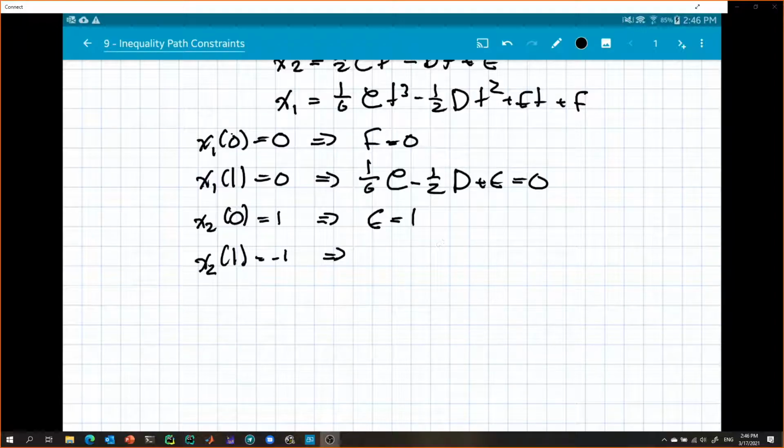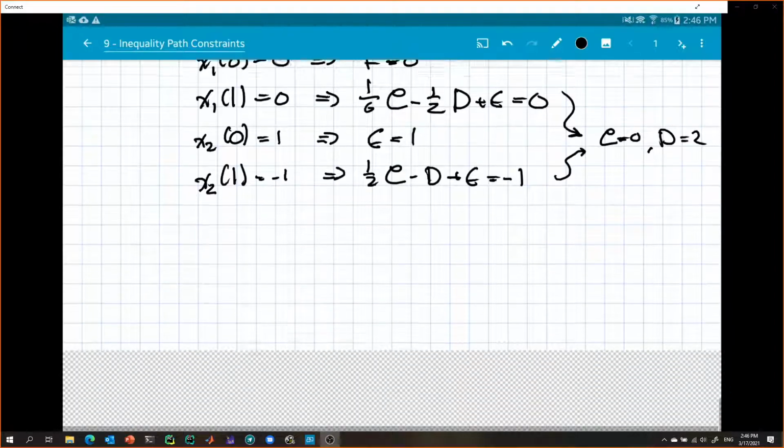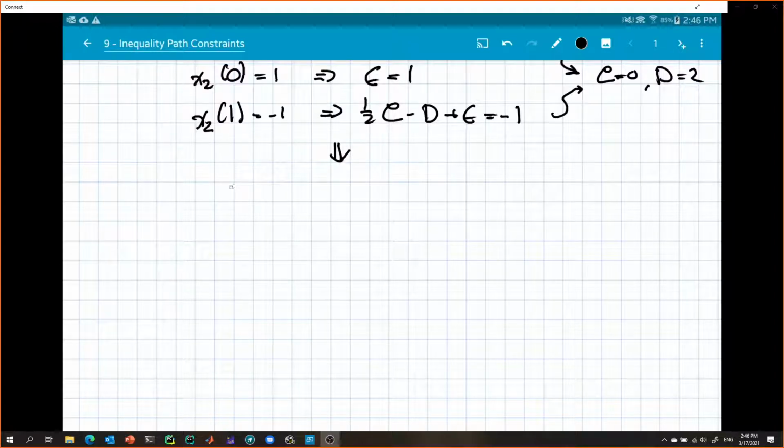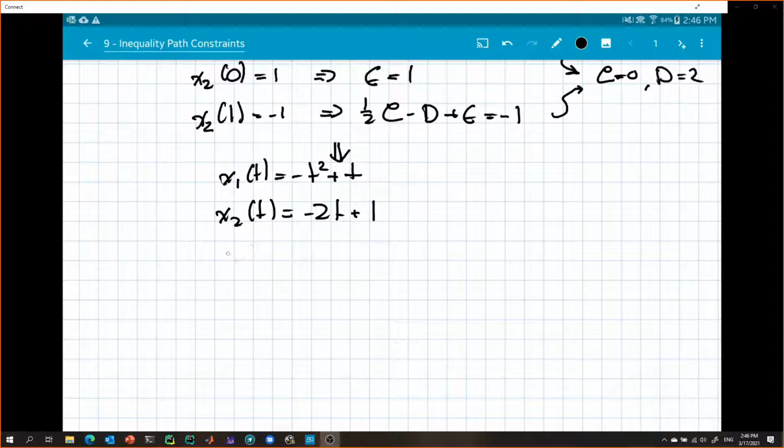So then, therefore, we get 1/2 c minus d plus e is equal to negative 1. We substitute things into each other, and then we get c is equal to 0, d is equal to 2. So finally, we get optimal state of x1 of t is equal to negative t squared plus t, and then we get x2 of t is negative 2t plus 1, so that's linear, and then u of t is equal to negative 2.